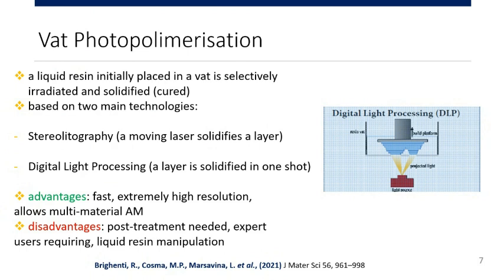The other technique that I will show you results for today is vat photopolymerization, which uses a liquid resin placed in a vat and then selectively irradiated and solidified using two technologies. One is stereolithography, which is a moving laser which solidifies layer by layer, or digital light processing. It solidifies in one shot using, usually, an LCD. The advantages are that it's fast, it has very good resolution, and also allows multi-material printing. As disadvantages, we need post-treatment, cleaning and curing. Expert users are required because these resins are toxic, and the manipulation of them should be done with care.